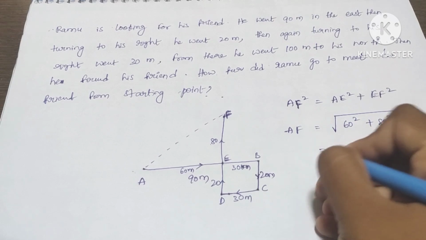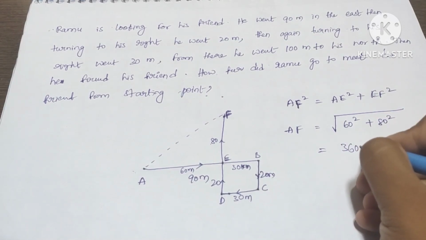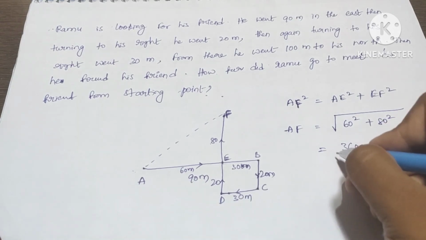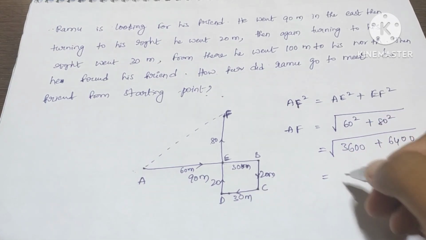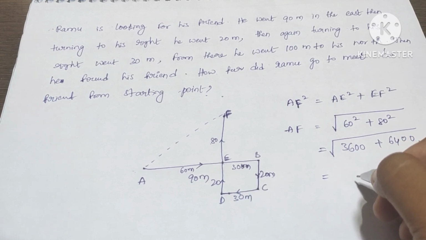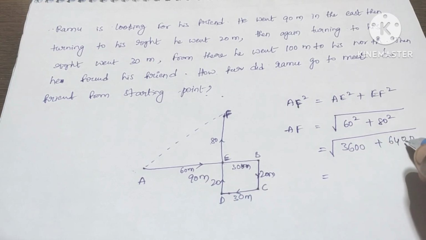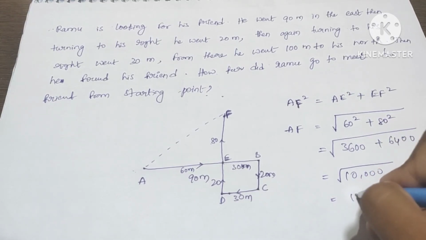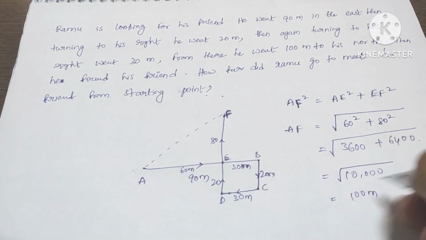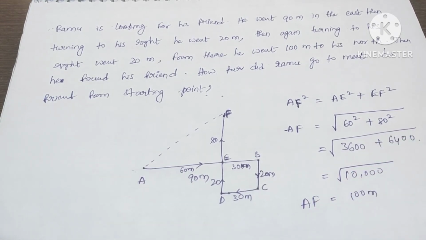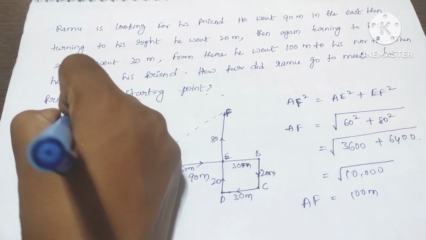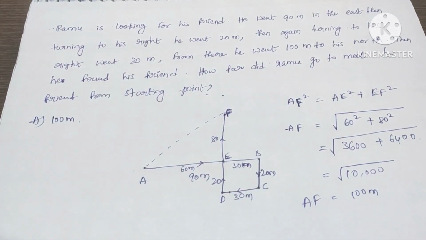60 square is 3600 and 80 square is 6400. What do we get here? 3600 plus 6400 is 10,000. The square root of 10,000 is 100. So AF is equal to 100 meters. Ramu is 100 meters from the starting point.